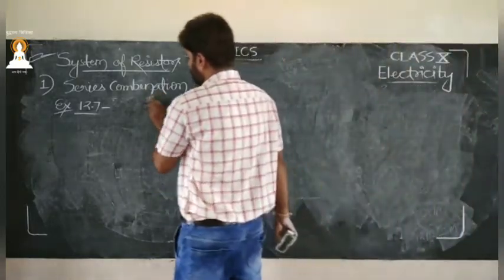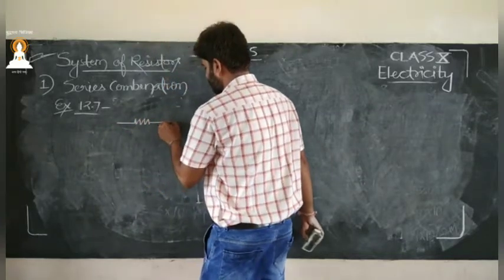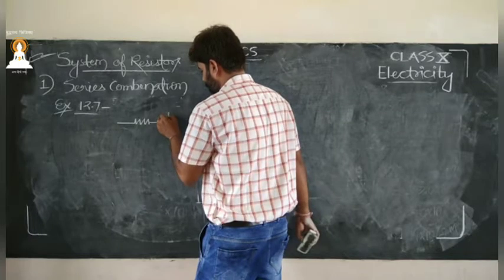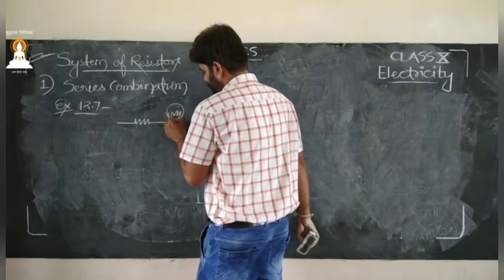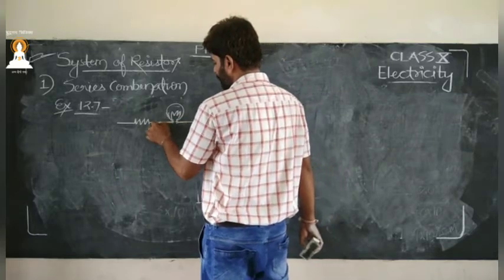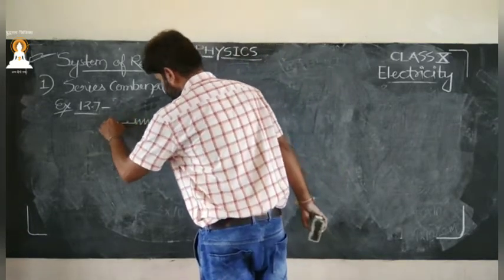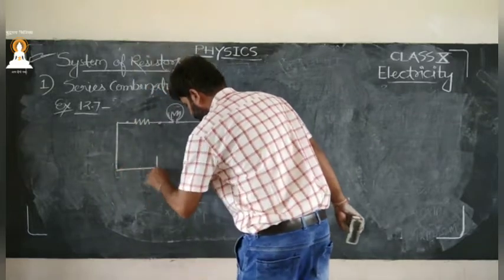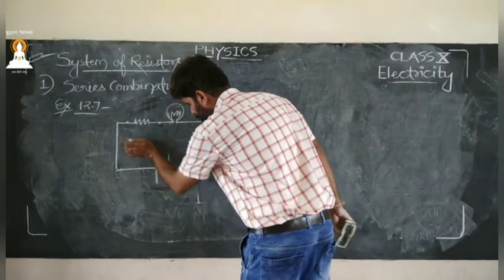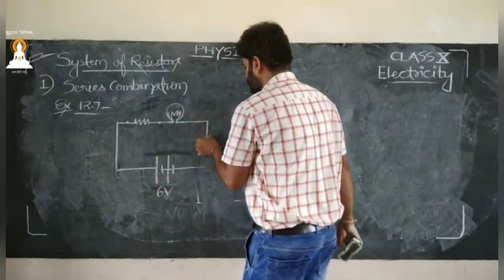Now as they have given the diagram, we are also making one resistance and one lamp. This is the lamp. They are connected in series. Series means head of one to tail of another. Connected in series with a battery. That battery is of 6 volt. Now we are having a key.